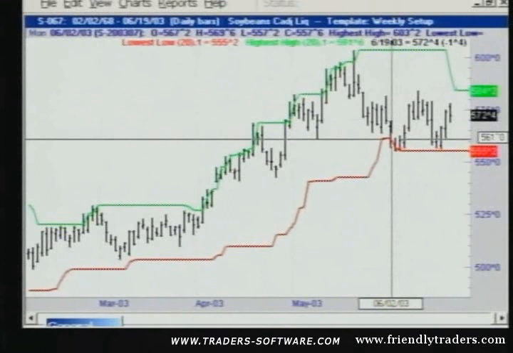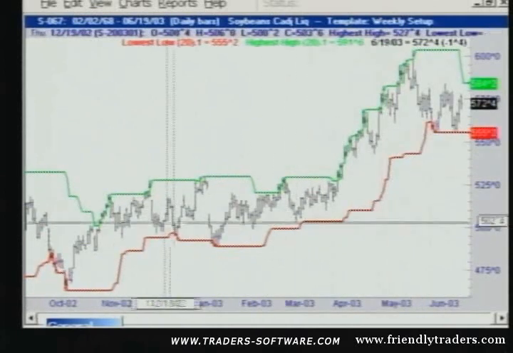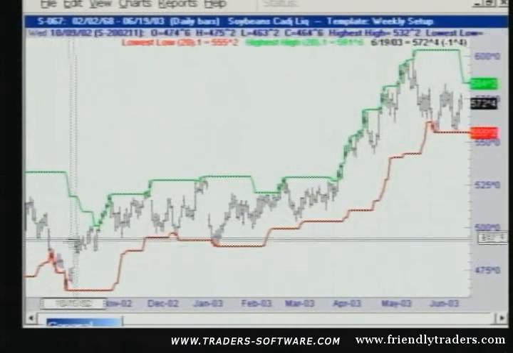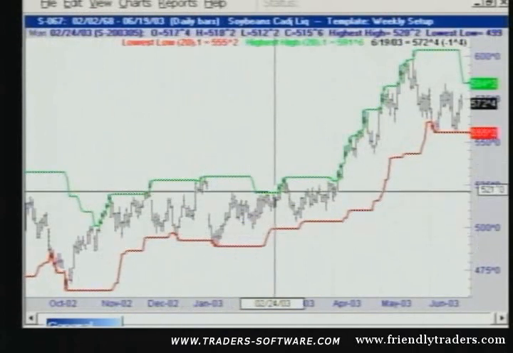It looks great in this example, but when Mark squinches the bars up for us a little bit, we'll see lots of times things like this happen. You sell here and buy here and sell here and buy here and sell here and buy here, and then you finally get a winning move.